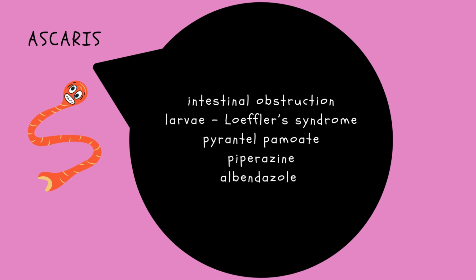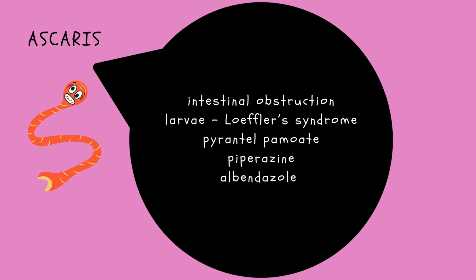Then Ascaris lumbricoides, another soil transmitted helminth. It can form two kinds of manifestations. One is called Loeffler syndrome, which is due to the larval migration. There is eosinophilia, migratory pulmonary infiltrates, and peripheral eosinophilia in the blood. So that is what is called Loeffler syndrome.